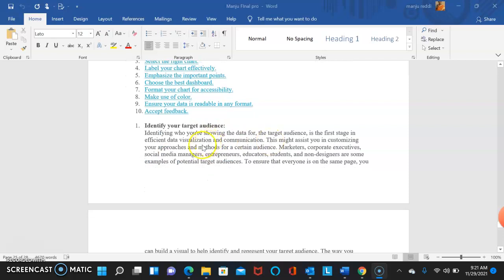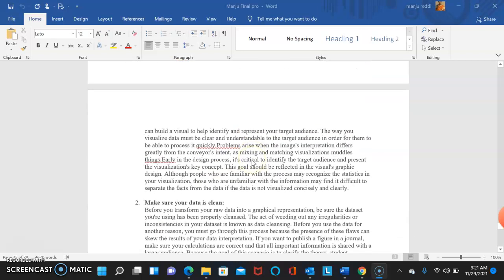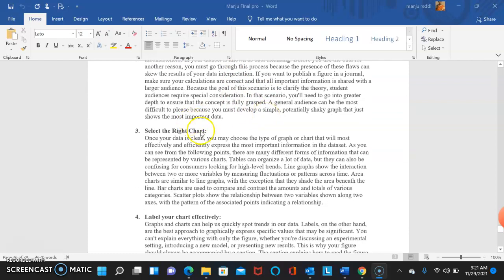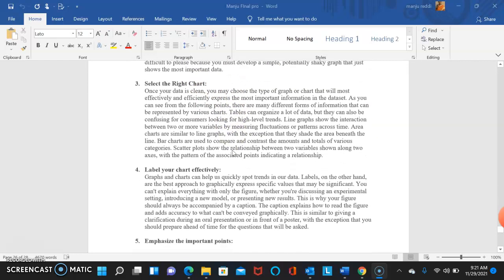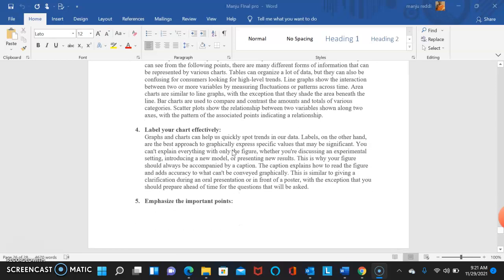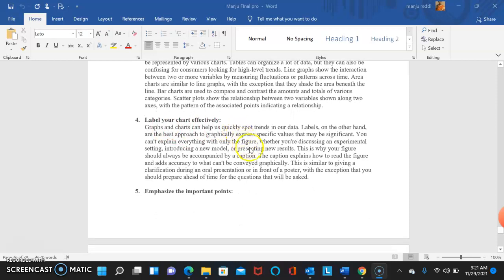We have to identify our target audience and make sure our data is clean. It should definitely be clean. Then select the right chart, so appropriate charts should be selected, like line graphs or bar charts. Whatever is appropriate should be selected, and we cannot select an inappropriate chart. Label your chart effectively. The labeling is really important, and there shouldn't be too much or too little labeling. It should be done in a correct manner.